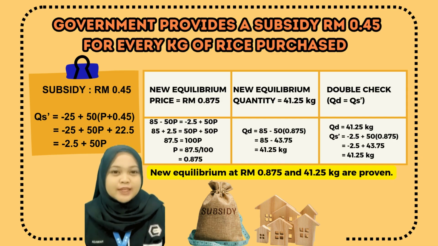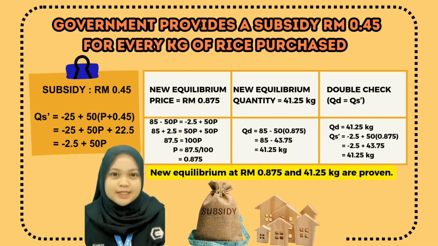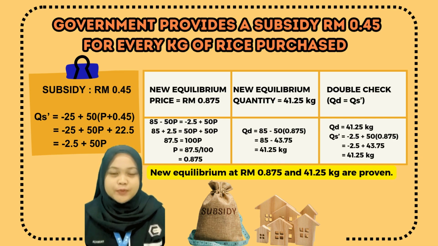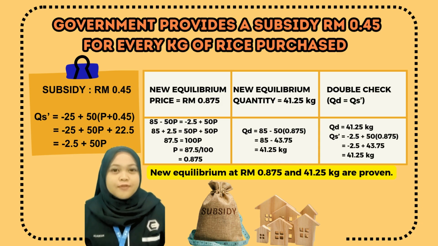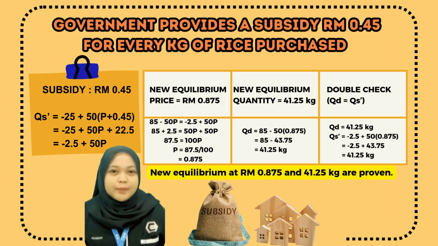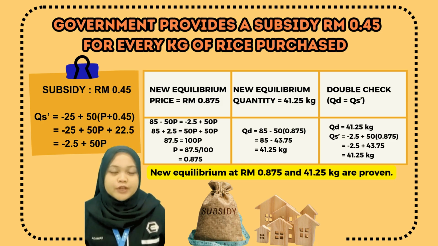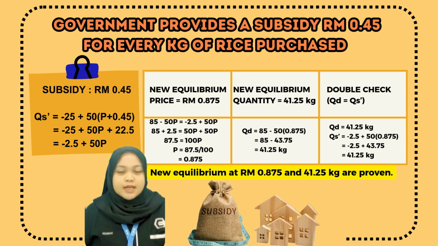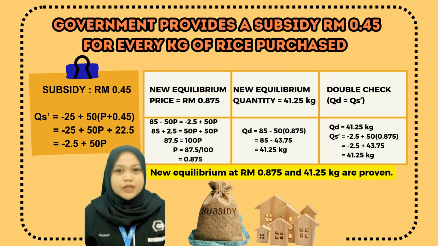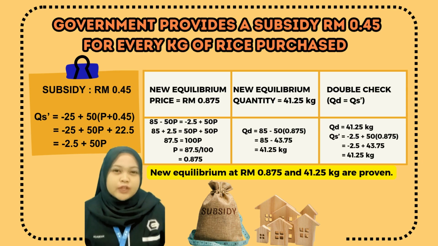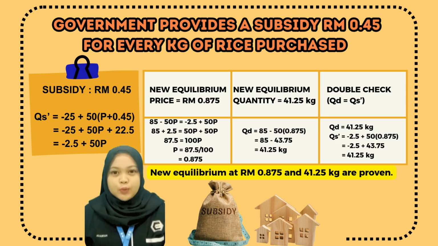I will explain the impact of a government subsidy on the rice market equilibrium. A subsidy is financial assistance provided by the government to lower costs for producers, encouraging higher production and affordability. In this case, the government provides a subsidy of 45 cents per kilogram of rice, reducing costs for producers and increasing supply, which shifts the supply curve to the right.